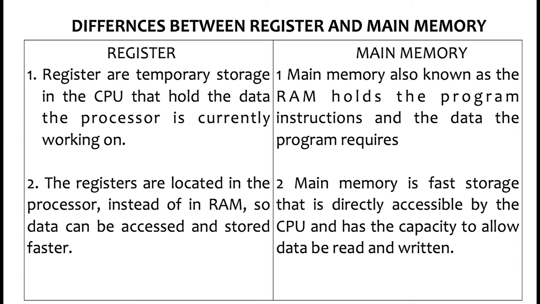That's under the register. And when we come to the main memory, it is fast storage that is directly accessible by the CPU, that's the central processing unit, and has the capacity to allow data to be read and written. That's another difference between the register and the main memory.